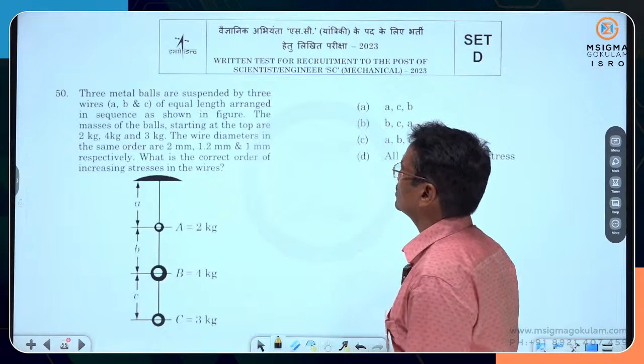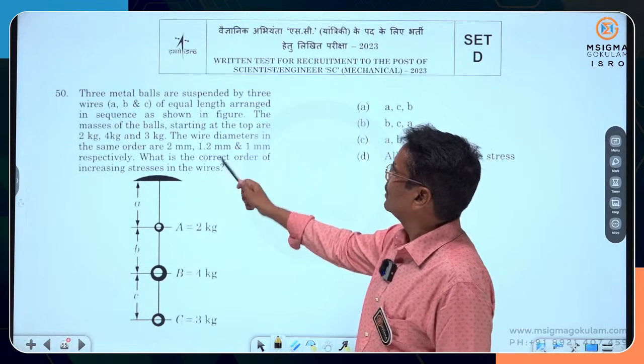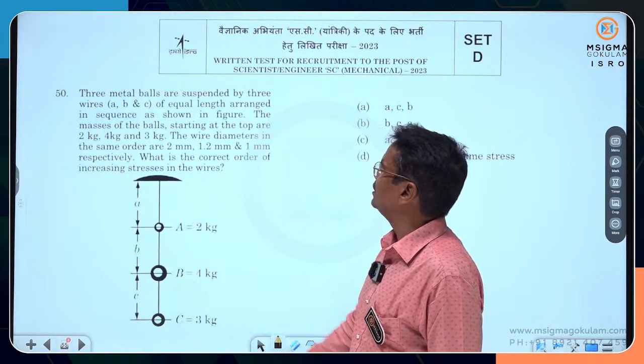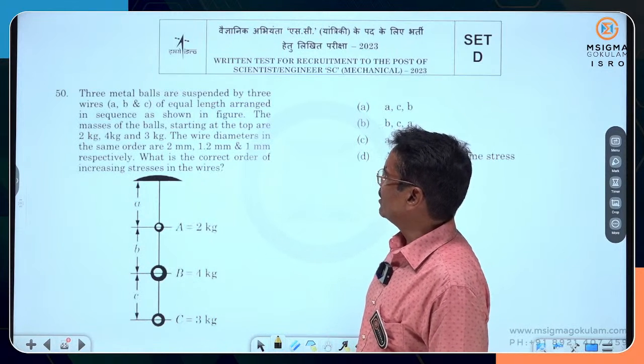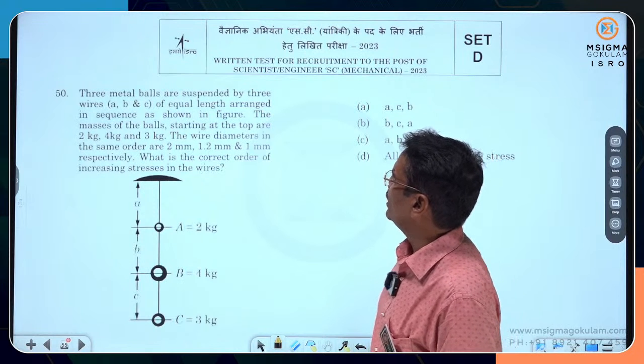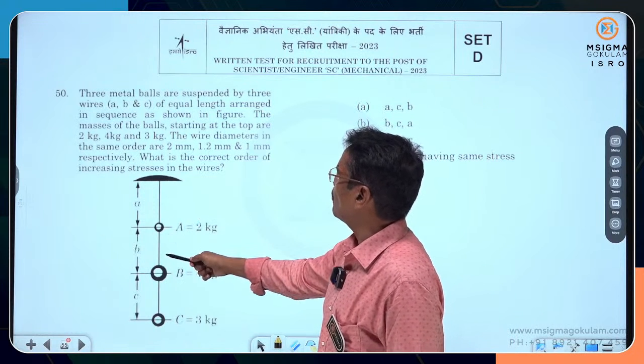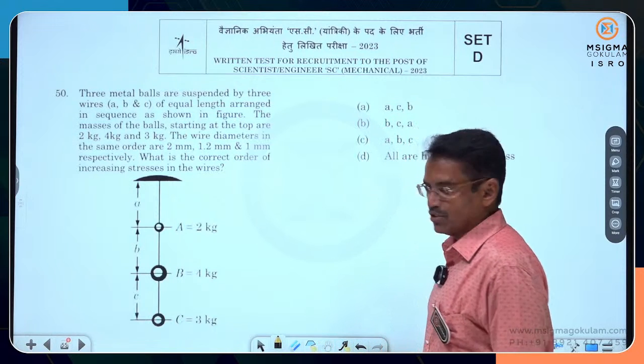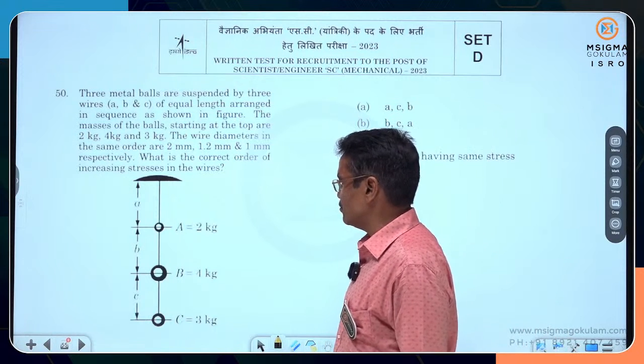3 metal balls are suspended by 3 wires. The masses of the balls were given: 2 kg, 4 kg, 3 kg. Wire diameters are respectively 2 mm, 1 mm, 1 mm. What is the correct order of increasing stresses? We have to calculate the stresses there.